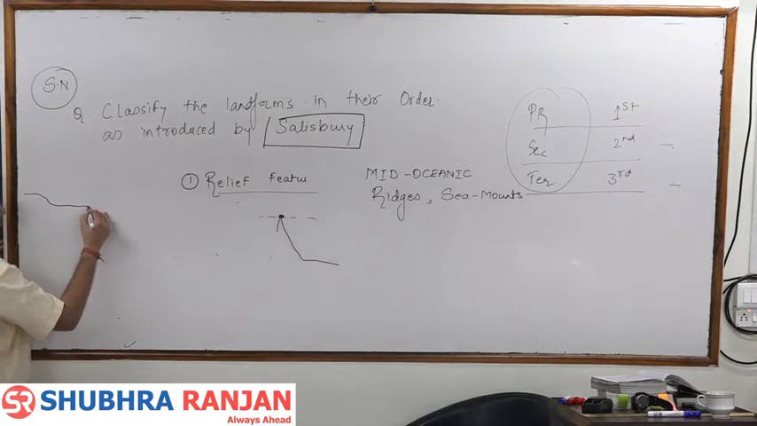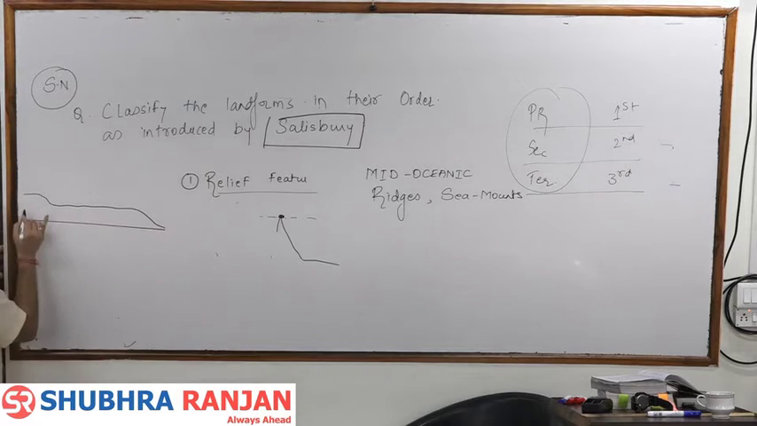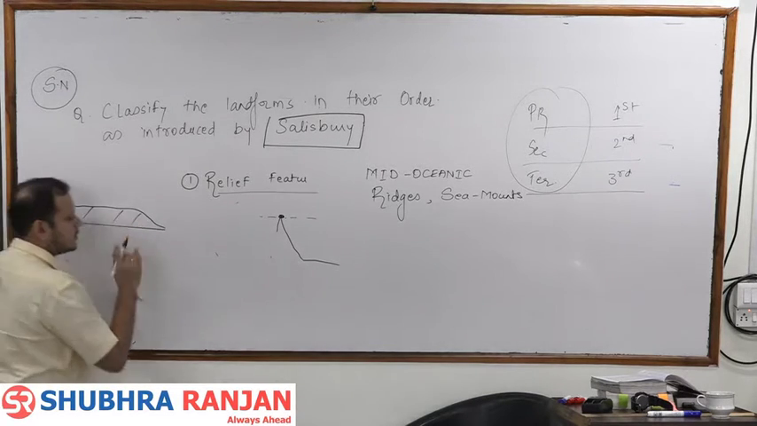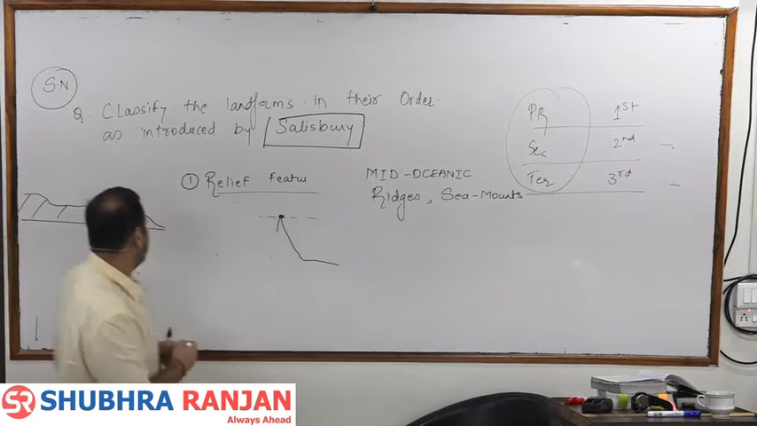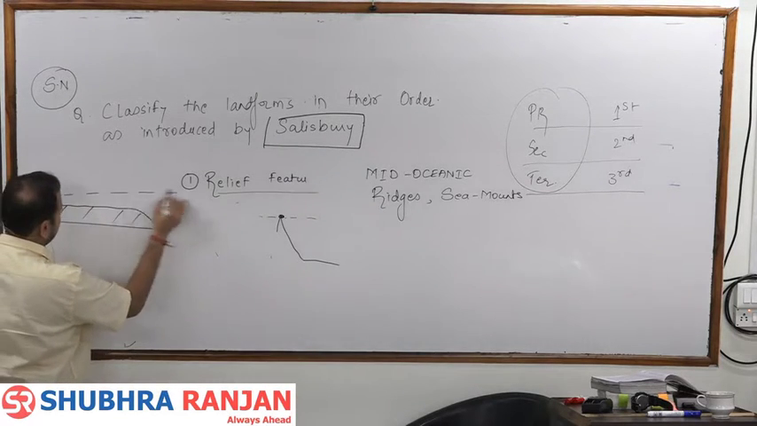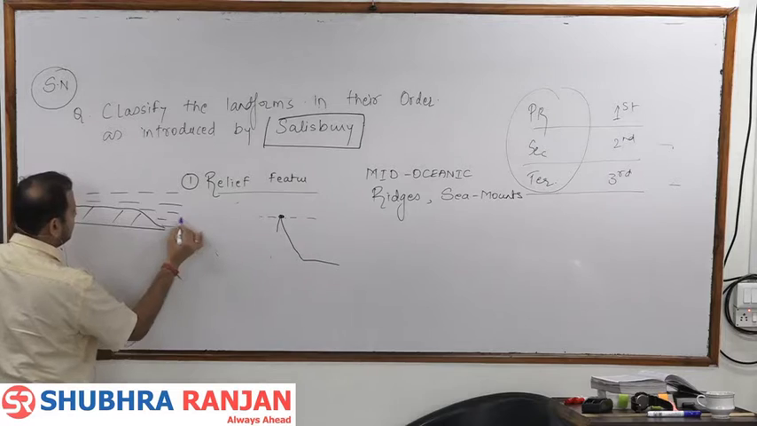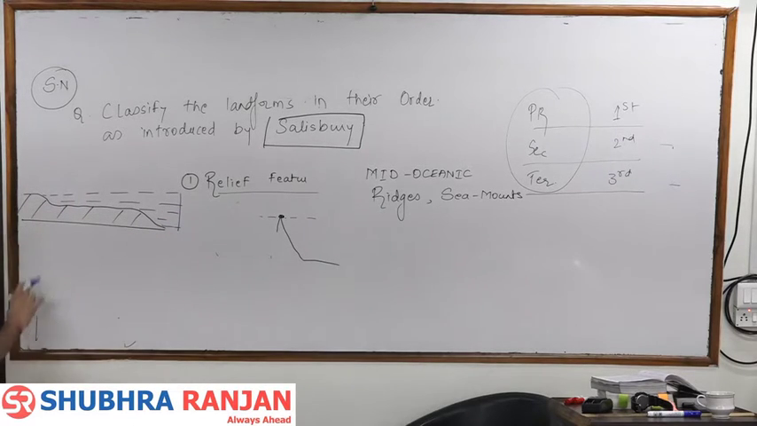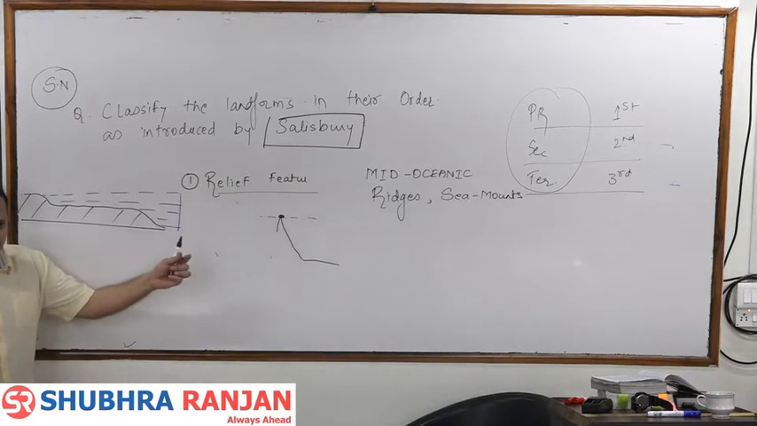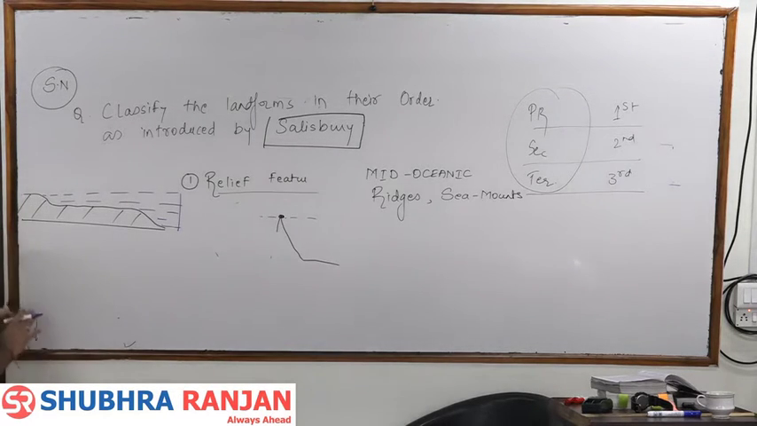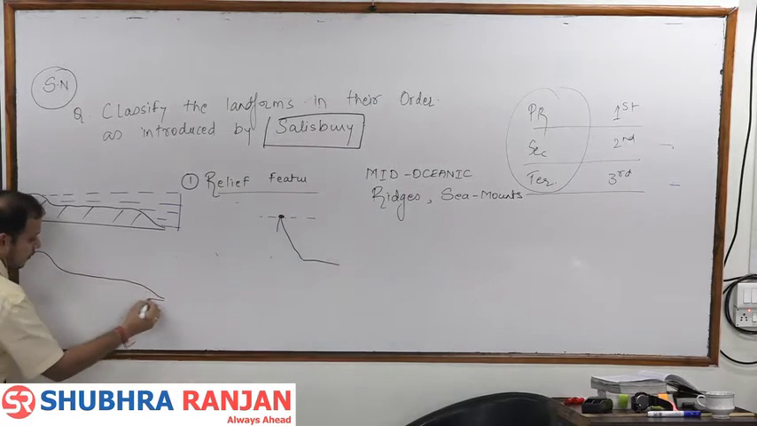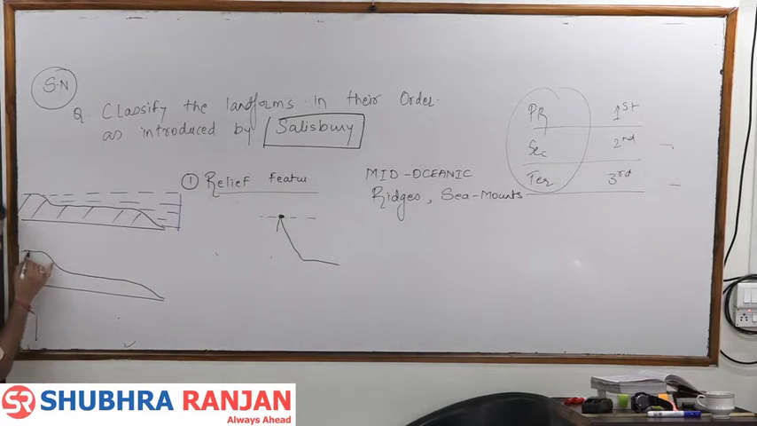This is a plain. Fine? This is our landform, and this landform is below the sea or below the water level. After some years comes the ice age, like the Pleistocene ice age, on the earth. What will happen? Water will get converted into ice, so the water will decrease. As a result, when the ice is formed, the sea level will fall down.